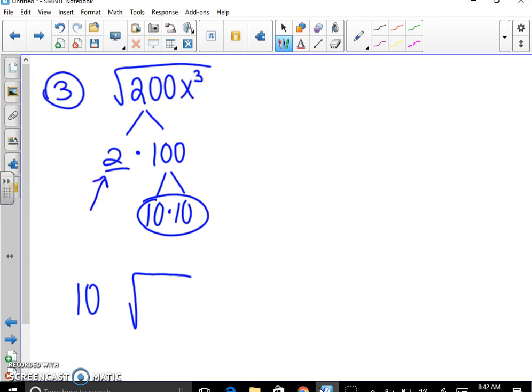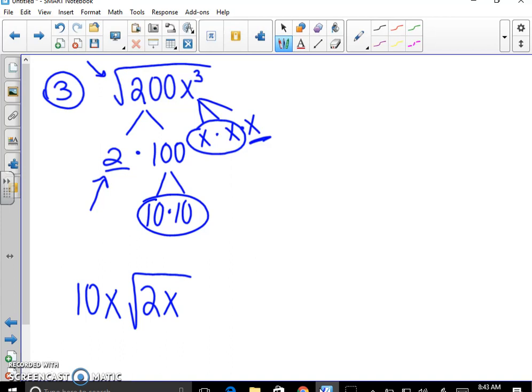2 is the only one left over on the inside, so we have 2. Now let's break down this x cubed. Well, x cubed just means x times x times x. It's 3 x's. Since it's a square root, we're looking for groups of 2. We have a group of 2 x's, so that goes on the outside of our radical. And we have this one remaining x that stays on the inside of the radical symbol.